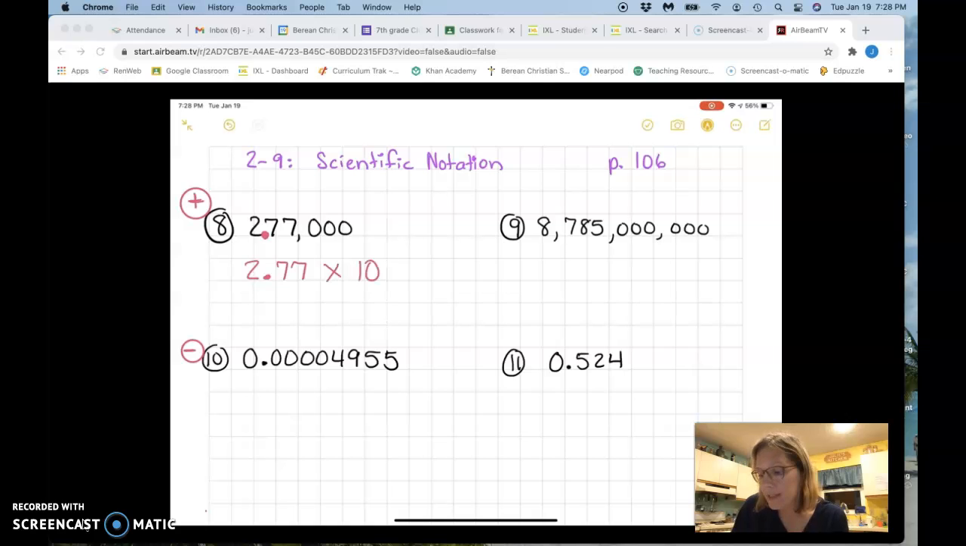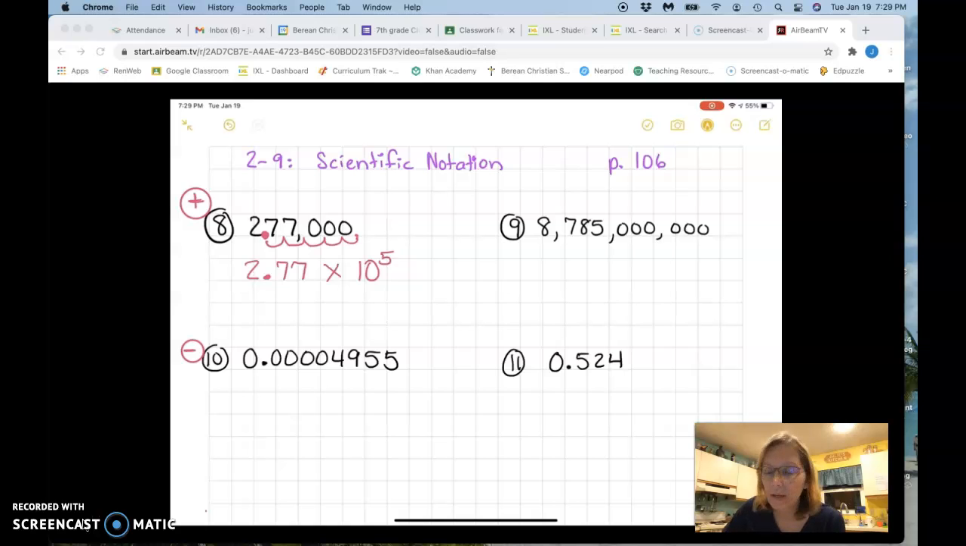Put my times 10, and now I need an exponent. So positive exponent, because I started with a big number, and I'm going to count from where my decimal started, my imaginary decimal on the end right there. I'm going to count how many hops to my new location. 1, 2, 3, 4, 5. I hopped 5 times.